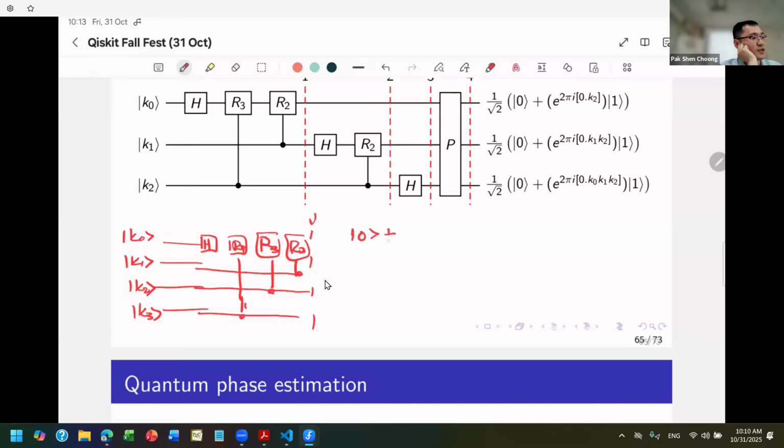You basically have 0 plus e^(2 pi i 0 point K naught, K1, K2, K3) 1. I don't care about what is in front. The more important part is the phase. So understand how the circuit works. If you can't understand the mathematics, the mathematics is just for you to show that it really works like that. But if you can't, just understand how the circuit roughly looks like and how it works. Okay.